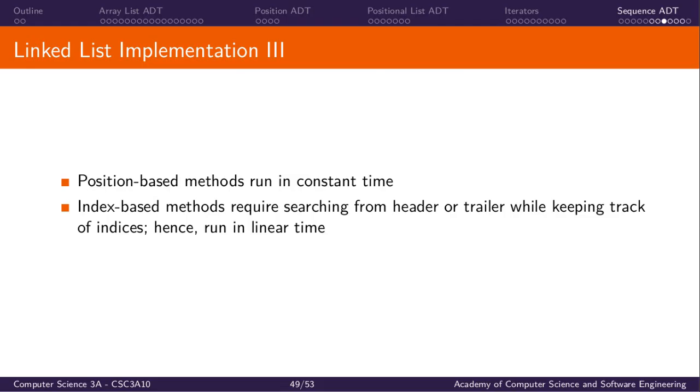However, the index-based methods will actually require us to begin either at the beginning or the end of our list. So if we know that our index is actually past the halfway mark, we could start at the end of our list and then hop backwards. So the index-based ones will require us to start at the beginning or end of our list and then actually link hop the number of times that we have to hop to get to a particular index.